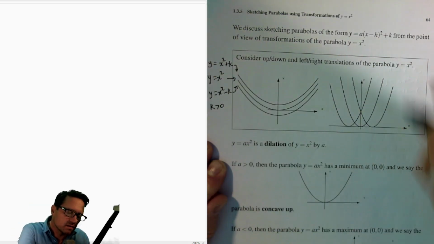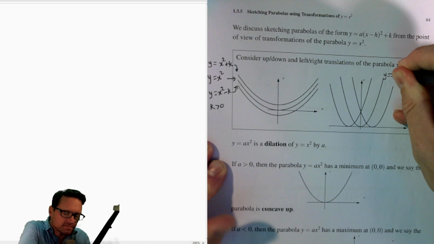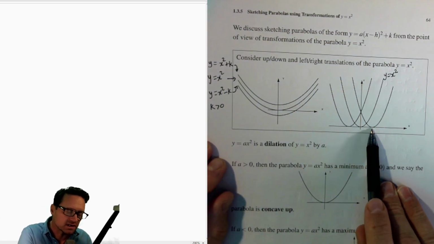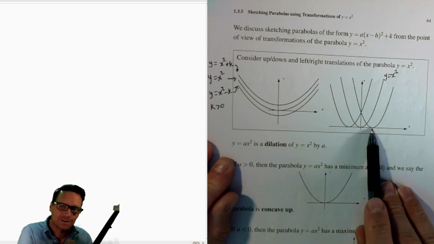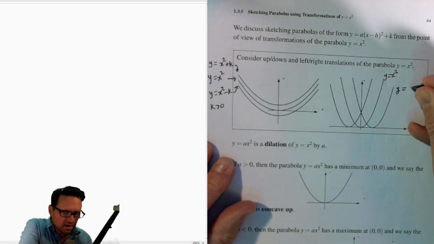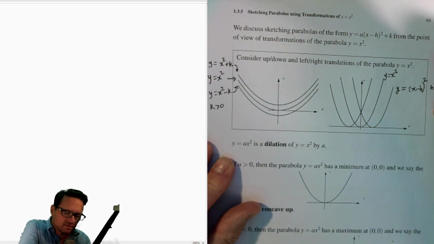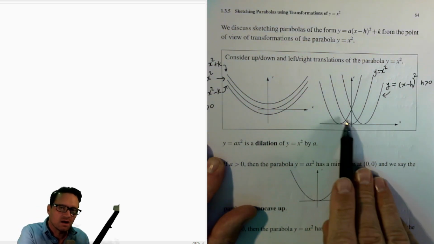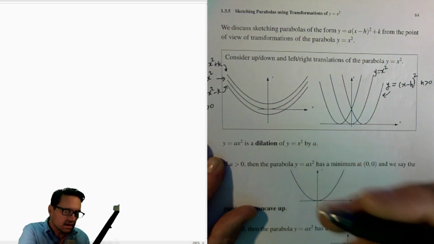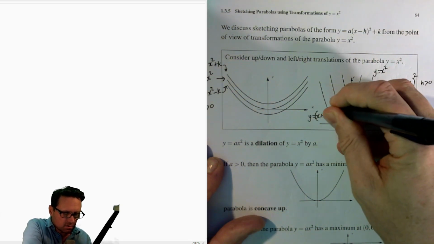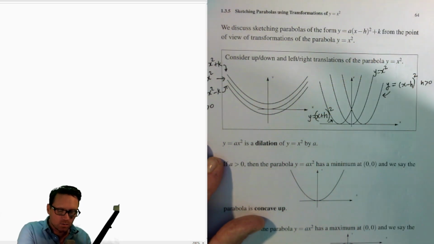Over here in the middle, we have y equals x squared. Now, when we are shifting over to the right, this is somewhat counterintuitive. Remember, our axis of symmetry occurs when the inside is 0. So this would be y equals (x minus h) all squared, where h is a positive real number. Now, if we're shifting the other way to the left, then we have y equals (x plus h) all squared for this one. Again, where h is positive.